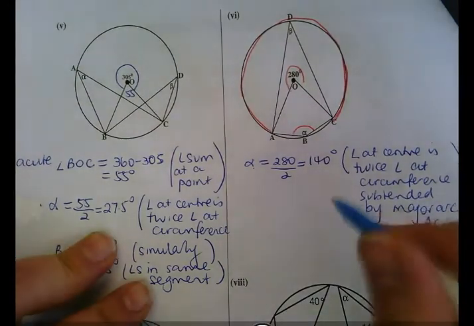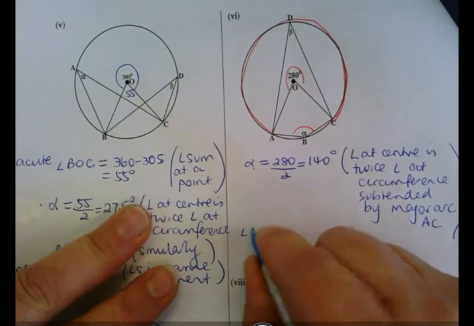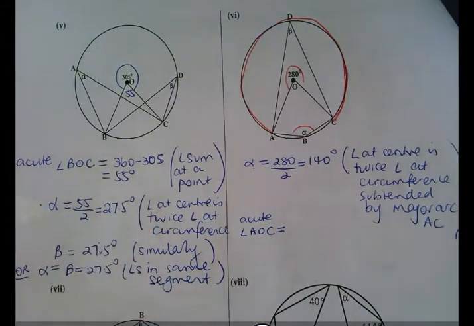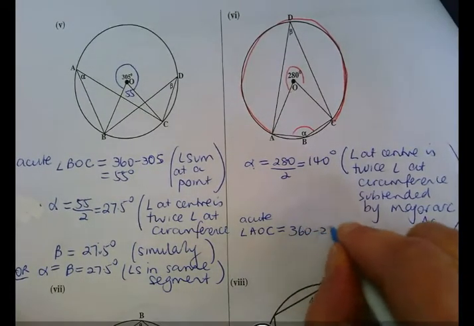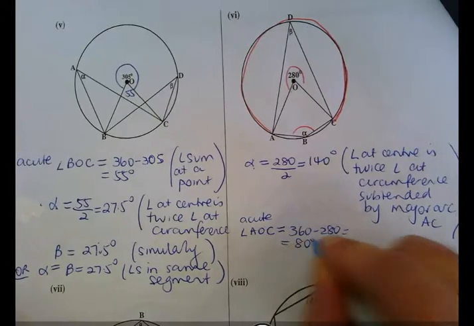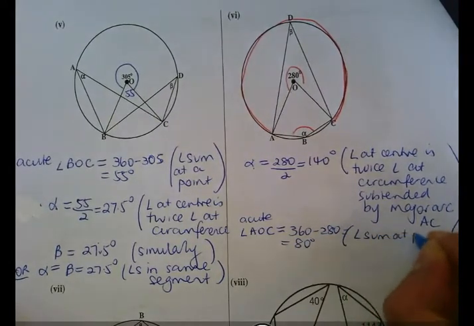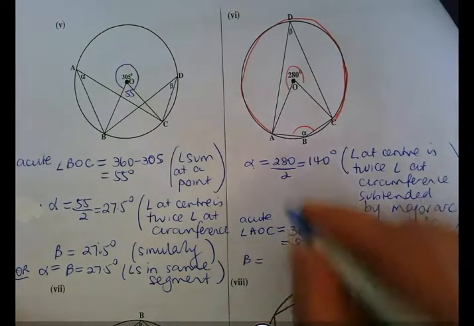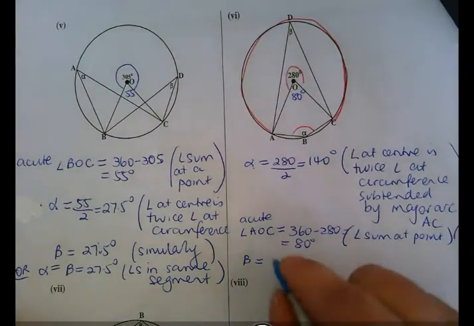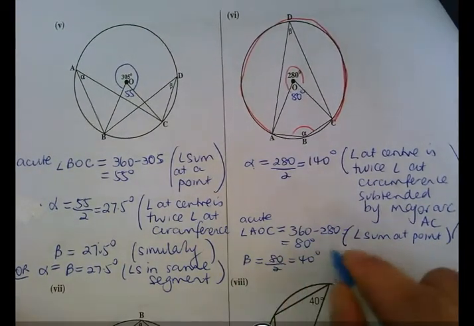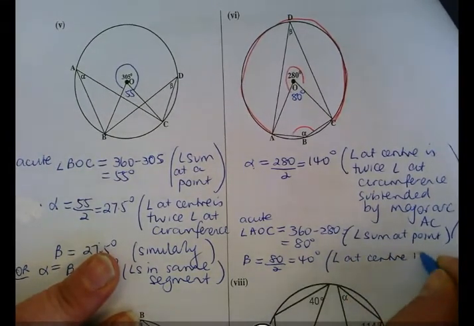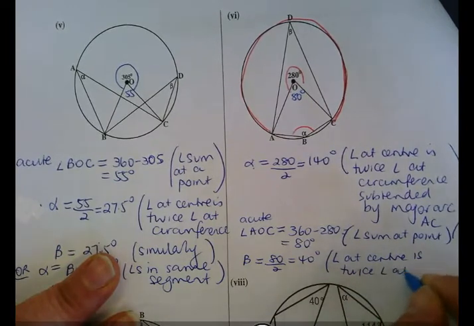So what do I need to do next? Angle AOC, the acute one, is what? What's acute angle AOC? So, yes, it's 360 minus 280, which is 80. And that's angle sum at a point. And so therefore beta is, so this is 80 in blue. Beta is 80 divided by 2, which is 40. Reason, angle at the center is twice the angle at circumference.